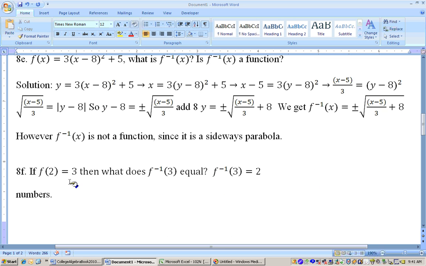And finally, f of 2 equals 3. What does f inverse of 3 equal? Well, inverse functions switch the x's and y's. So the f inverse of 3 would give me the x value of 2. And that's it with the practice test.